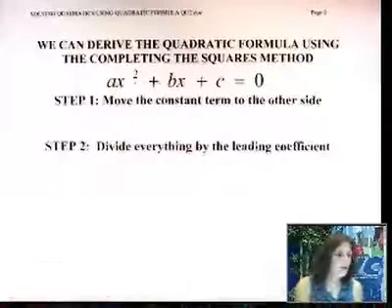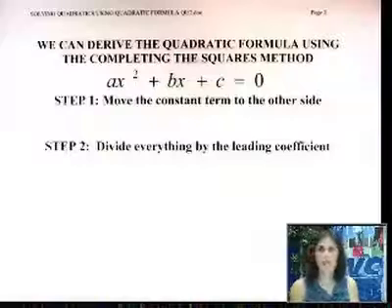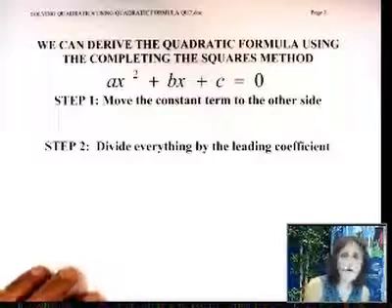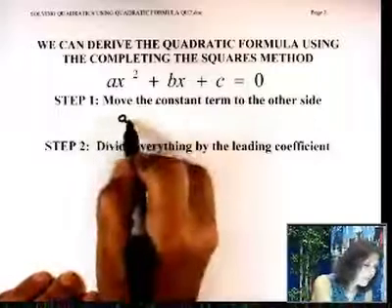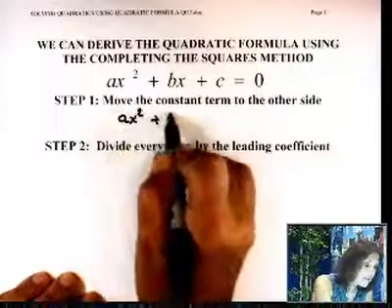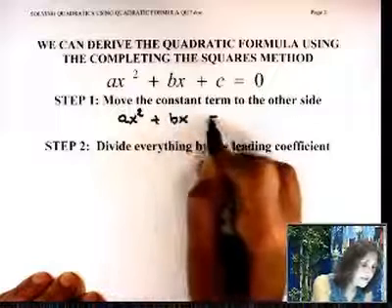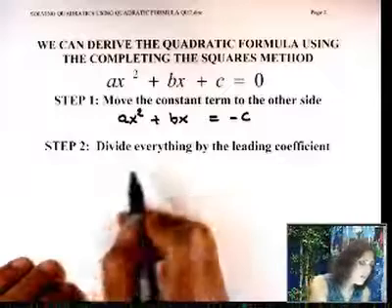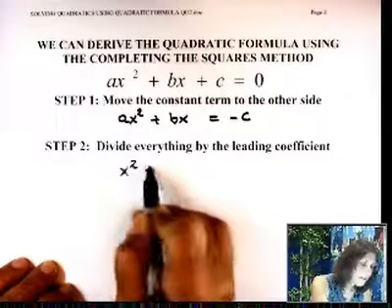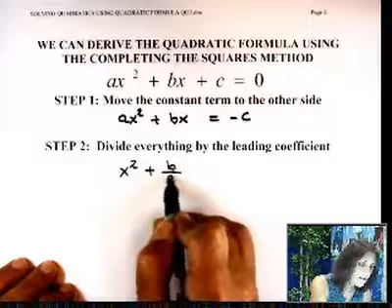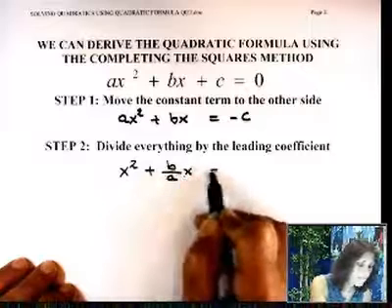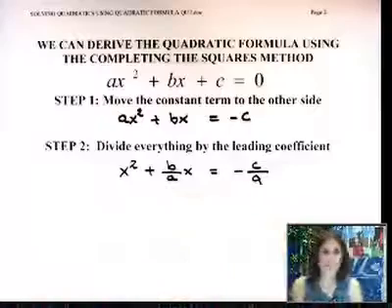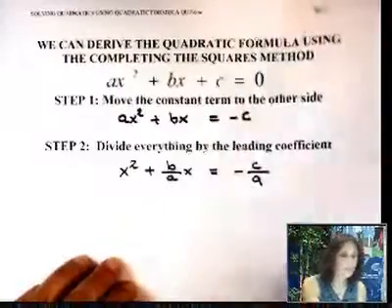We start with the quadratic equation. Remember the complete the square method. I'm going to follow those steps. Move the constant term to the right: ax squared plus bx, move the c to the right. Divide everything by the leading coefficient, divide everything by a. Alright, so far so good. Let's move.